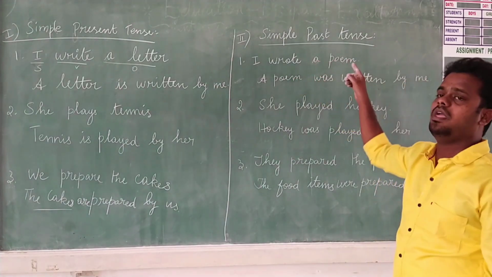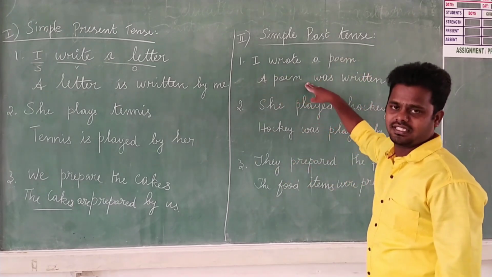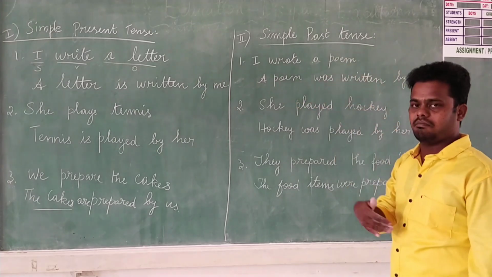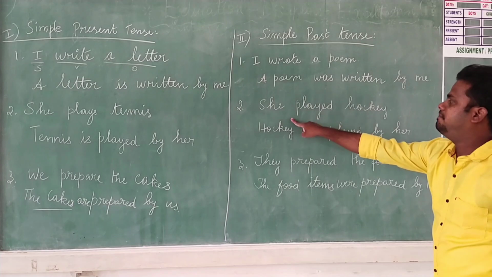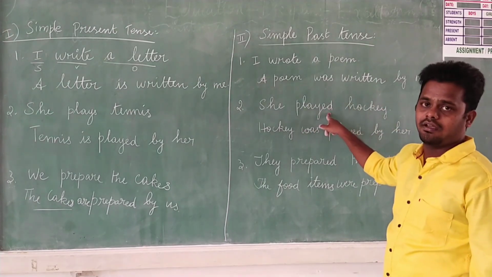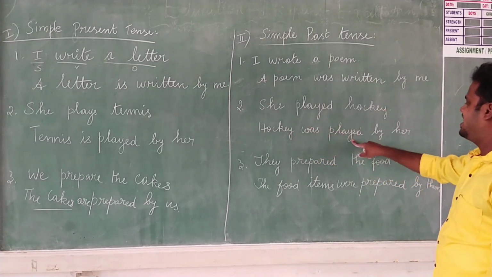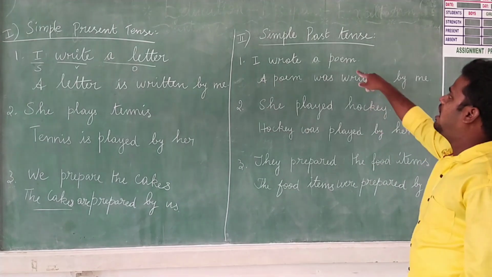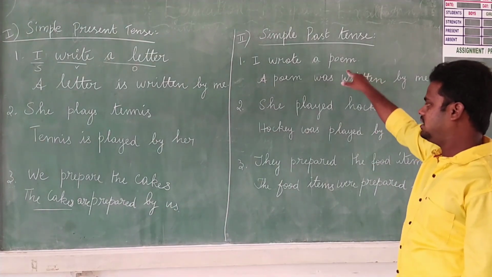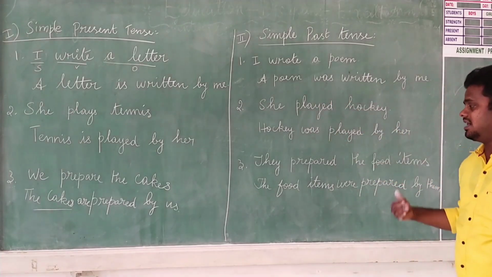I wrote a poem. The object has to be the subject of the sentence. A poem was written by me. I becomes me. And the second sentence: She played hockey. In this sentence, played is the V2 form of the verb, that is a past tense verb. So, hockey was played by her. Hockey and poem are singular nouns, singular objects, and that is why we are using singular verbs.